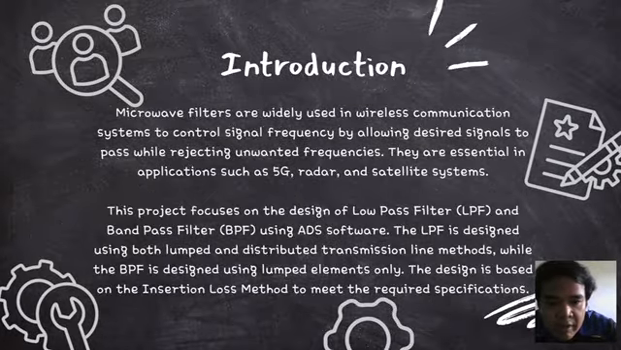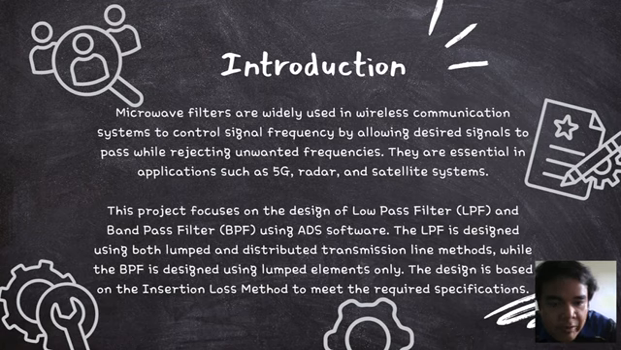To start things off, let's talk about why microwave filters are so critical. In modern wireless communication networks such as 5G, radar systems, and satellite communication, the electromagnetic spectrum is incredibly crowded. Microwave filters act as a traffic controller, allowing desired signal frequencies to pass cleanly through while rejecting unwanted off-band interference.